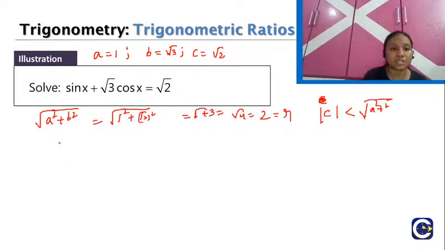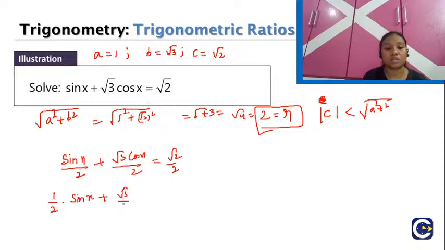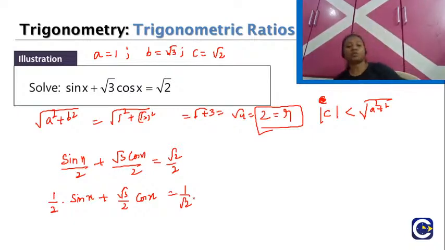Our next step is, with this R value, we have to divide the complete equation, which means sin x by 2 plus root 3 cos x by 2 is equal to root 2 by 2. Now simplify it. It will be 1 by 2 into sin x plus root 3 by 2 into cos x, which is equal to 1 by root 2. Our overall aim is to convert this into our formula. Now, which format can we use?